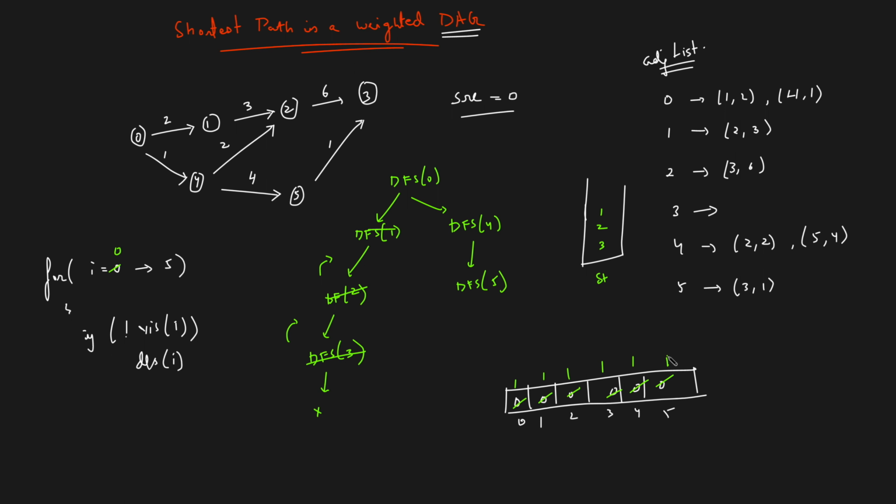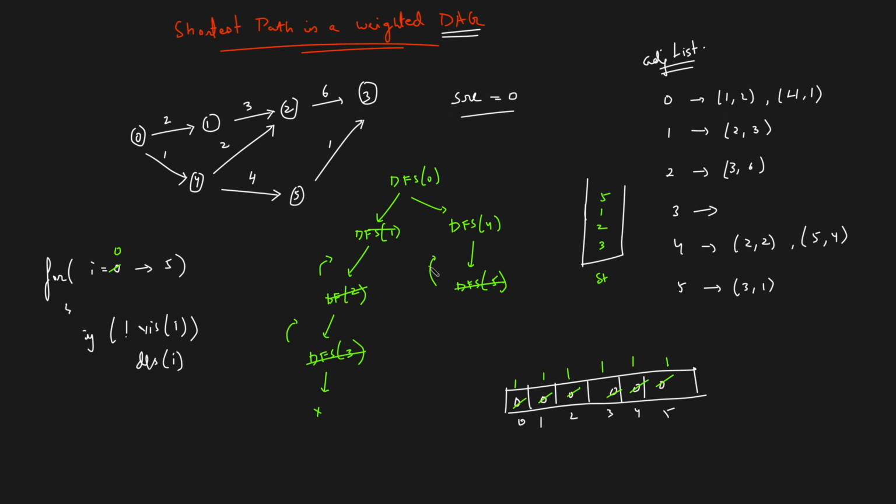Now whenever you go to 5, what adjacent node does 5 have? I see the adjacent node of 5 is 3. Do you do a DFS call for 3? Definitely not. Why? Because 3 is already visited. So I can say that the DFS call for 5 is over. Now when a DFS call for 5 is over, you don't do anything else. You simply take it and put it into the stack and you go back.